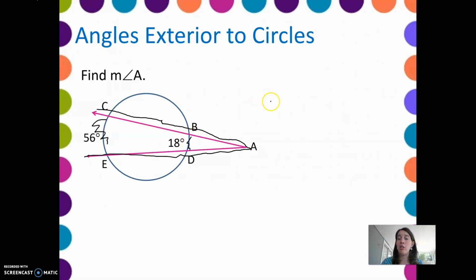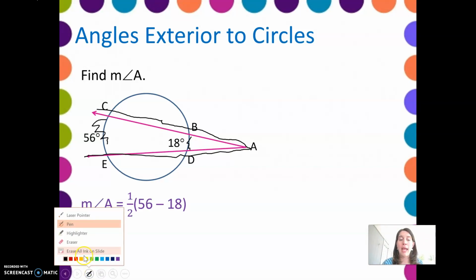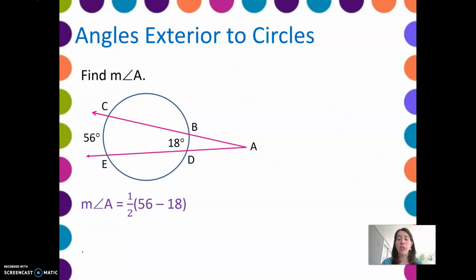I am given the two arcs that are on the inside of the angle, and those are the two arcs that I'm going to want to use. So to help me find the measurement of angle A, I'm going to take 1/2. Notice I put the 56 first because that is the arc that is furthest away from the angle, minus the 18, the arc that is closer to the angle that we have in our problem.